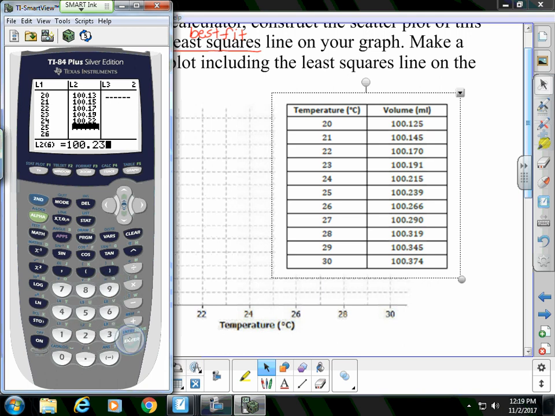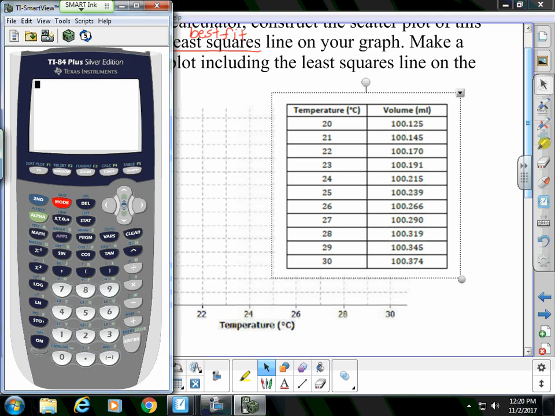Okay, I was at the 215, so 100.239, 100.266, 100.290, 100.319, and 100.345, and 100.374. Okay, I'm going to quit and go out of this screen.